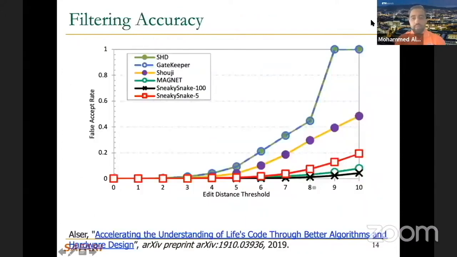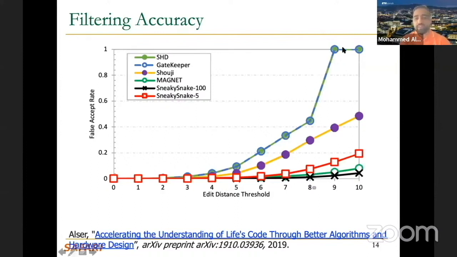All right, so given that you already see Gatekeeper, Shouji, Magnet, and now SneakySnake, you can get a clear idea on the accuracy, hopefully. So in SneakySnake, we don't have any dependencies. We don't have a domination with the zeros as we have in Gatekeeper and Magnet as well. So you can see SneakySnake performs the best, even better than Magnet. You can see the black plot over there. This is SneakySnake, and the green one is Magnet, the light green. The dark green over here is SHD, and Gatekeeper overlaps with that.